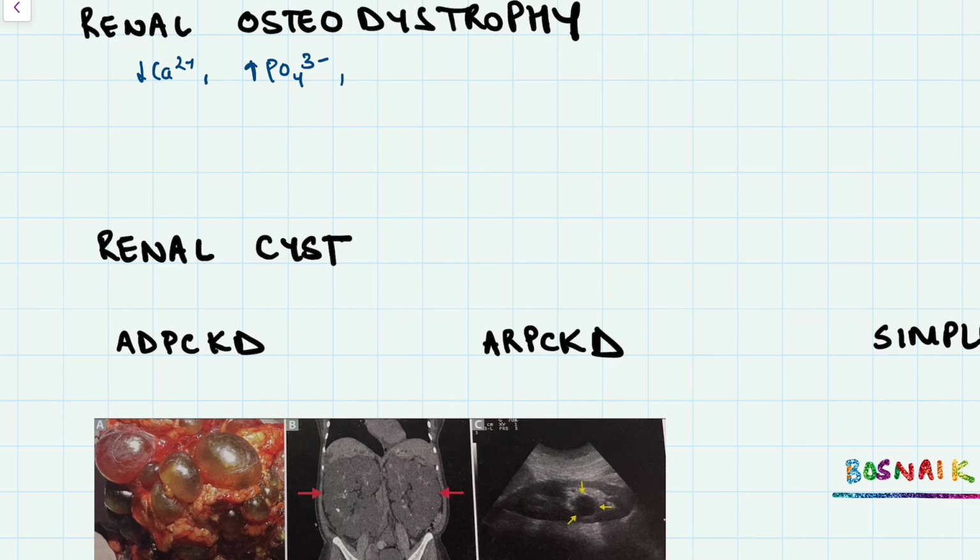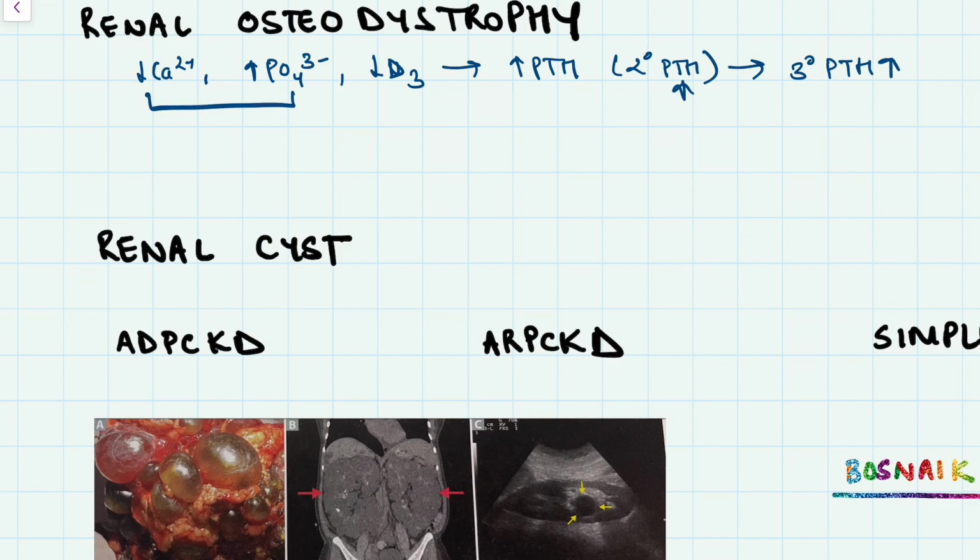Then there is failure of hydroxylation of vitamin D3. So due to all these factors, there is increased secretion of PTH or parathyroid hormone, and this is known as secondary hyperparathyroidism. If it is not managed, it leads to tertiary hyperparathyroidism. Now the high phosphate combines with the calcium and precipitates as calcium phosphate crystals, which are deposited in the tissues, which leads to a decrease in the serum calcium. Also, a decrease in vitamin D3 would lead to decreased calcium absorption, hence they aggravate the hypocalcemia.